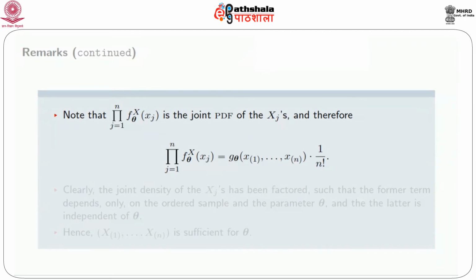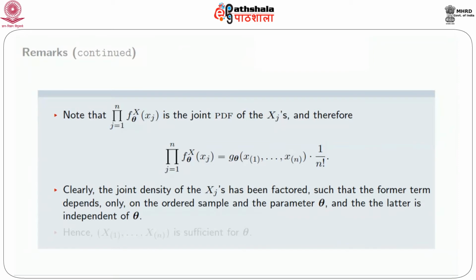Note that the product over j from 1 to n of f_theta(x_j) is the joint PDF of the x_j's, and therefore we get the product over j from 1 to n of f_theta(x_j) equals g_theta(x_(1), ..., x_(n)) into 1 by n factorial. Clearly, the joint density of the x_j's has been factorized such that the former term depends only on the ordered sample and the parameter theta, and the latter is independent of theta. Hence, x_(1) up to x_(n) is sufficient for theta.